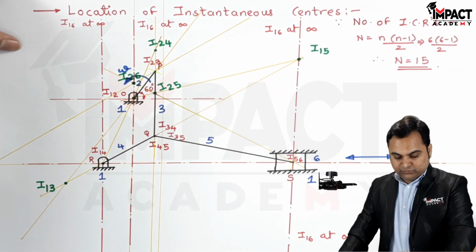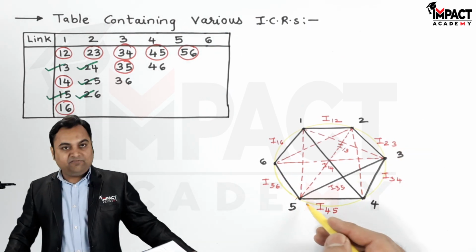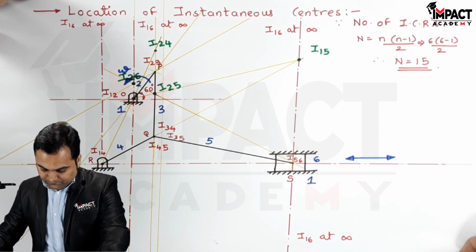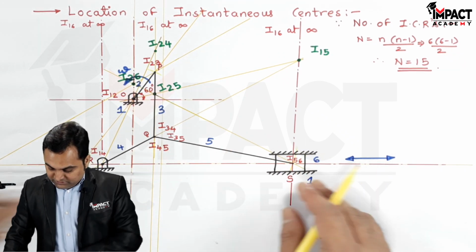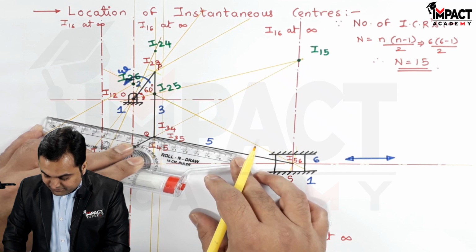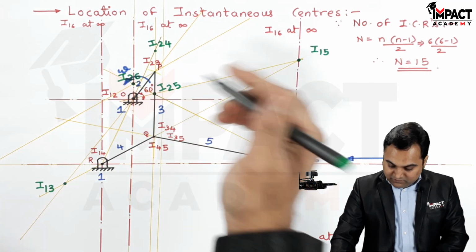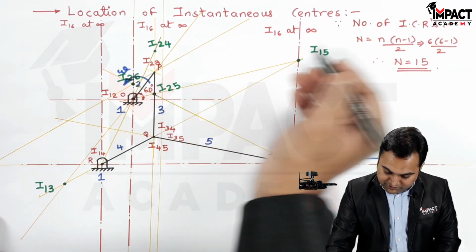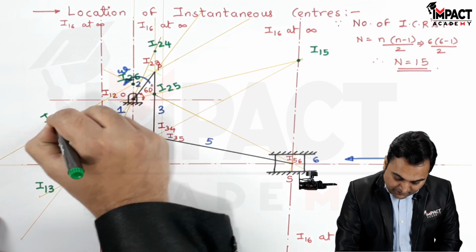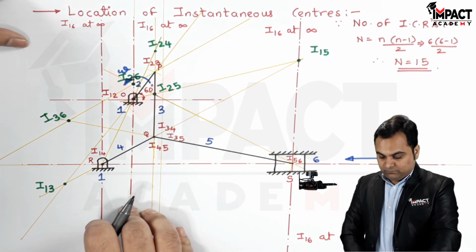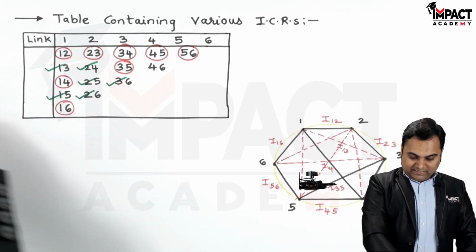So after 2, 6, 2, 3, there is 5, 6, 3, 5. We have 5, 6 over here. Here there is 3, 5. So just extending them, because they are already connected. So it is cutting this line which is joining 2, 6, 2, 3 over here. That gives me I36. Now the only ICR left is I46, that is the last ICR.